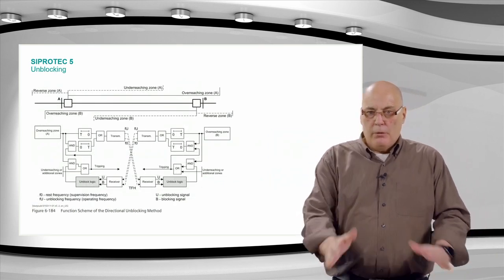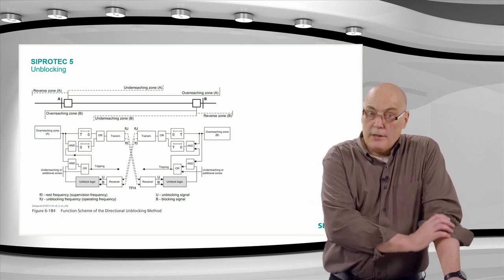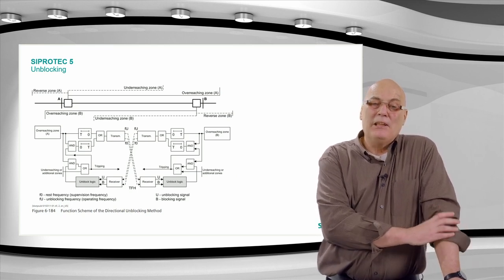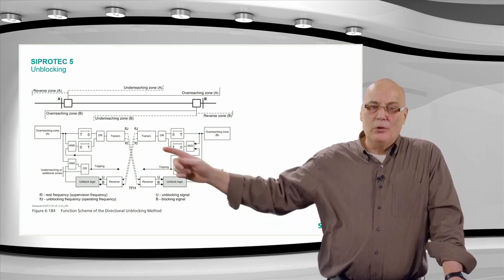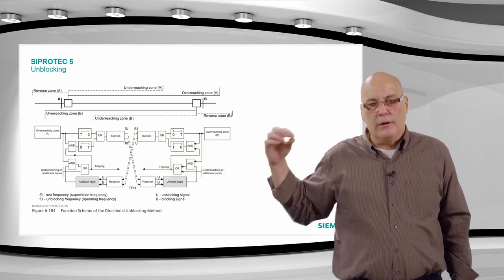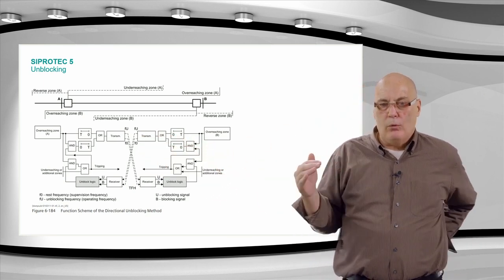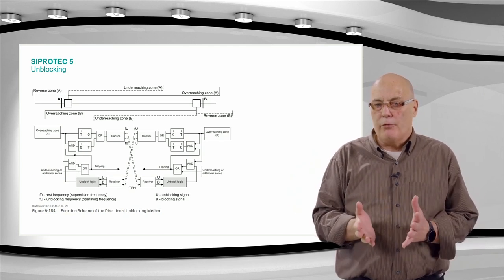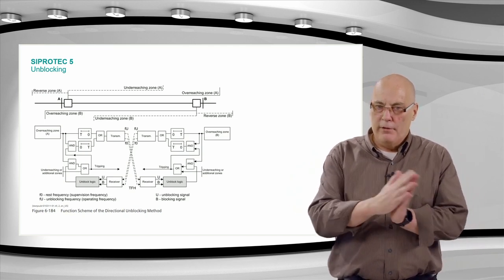The unblocking scheme, remember, it's the final one I said, is not a blocking scheme, it's an unblocking scheme. It is actually a permissive overreach scheme, but it uses 2 carriers. You can see it's FU and F0. The F0 is a monitoring signal which is sent all the time. It's written as F0 and FU because it's typically done with a frequency shift carrier.